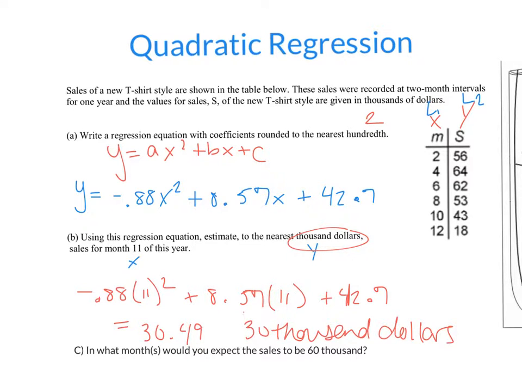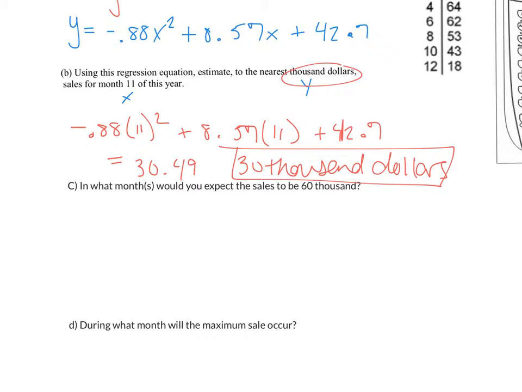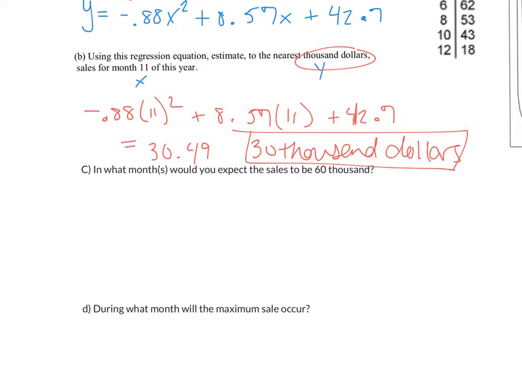Okay. The next question says, in what months would you expect the sales to be 60,000? So, what you're going to do is set the equation equal to 60 because you're looking for the months. That means you're looking for x. So I'm going to set negative 0.88x squared equal to 60.